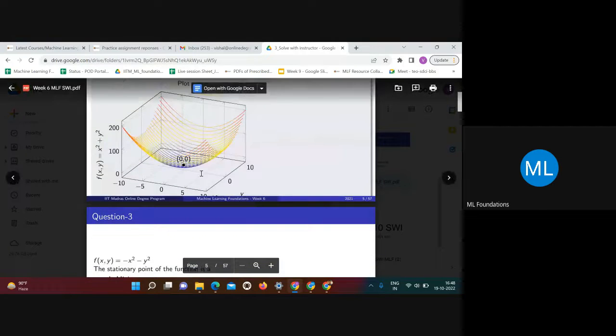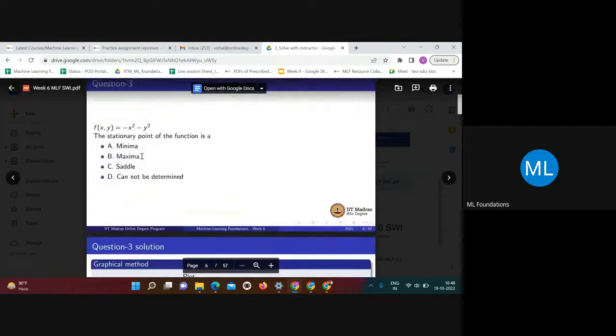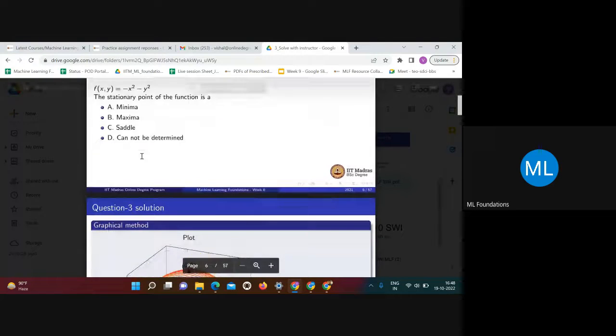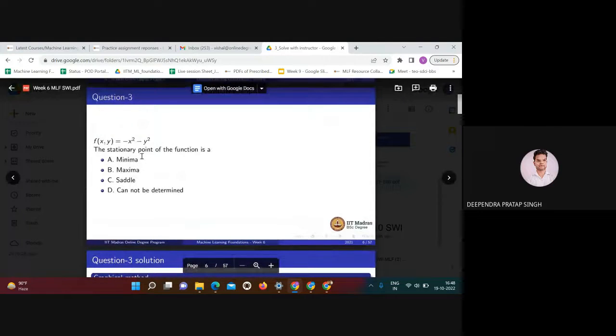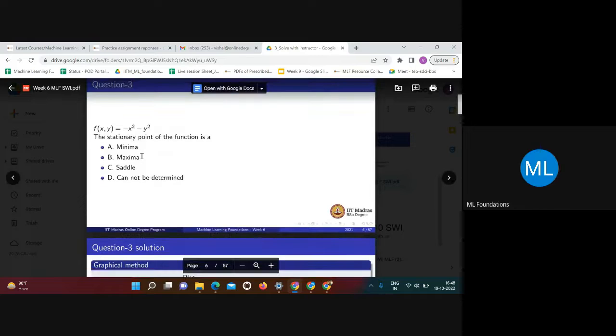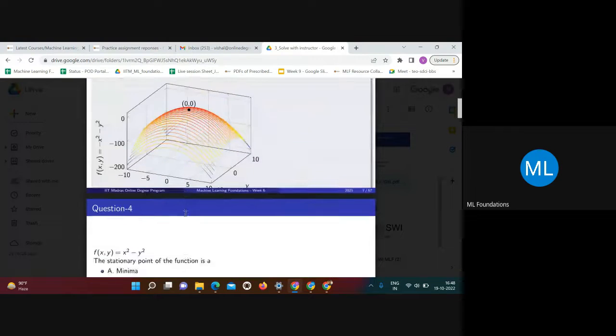So this is the function. And how does this behave? Minus x square minus y square. I think it will be a maxima. Yeah, maxima, and the behavior will be like this, right?